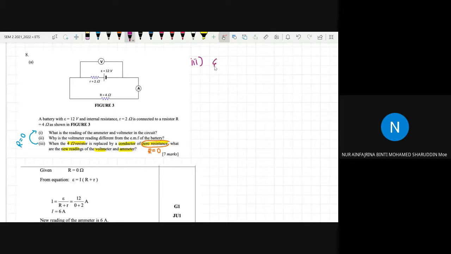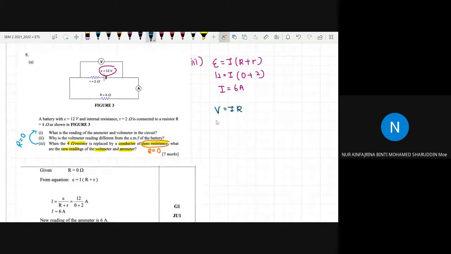Okay, so kita tahu EMF equals to current darab dengan resistance tambah dengan internal resistance. So the EMF given in this question is 12 volt. Kita nak cari current bila resistance dia kosong, but the internal resistance will still be there. So you will get the answer of 6 ampere. And then kita nak cari apa? Kita nak cari voltmeter dia. So you must know, when there is no flow of current, there is no potential difference. Maksudnya there's no voltage.